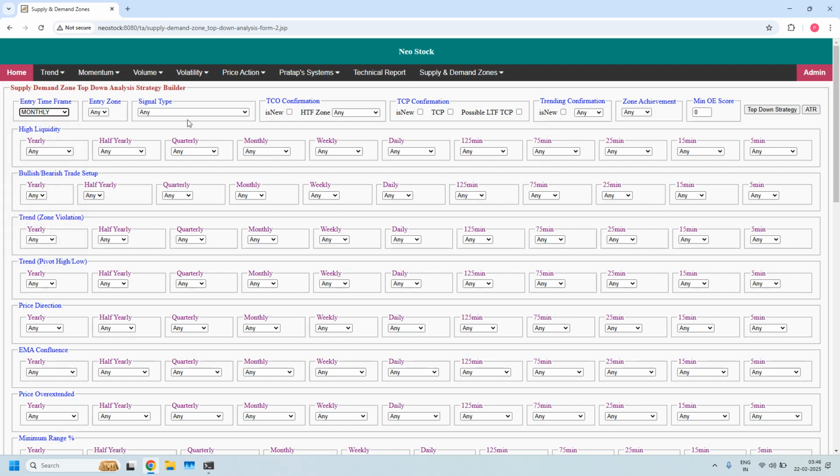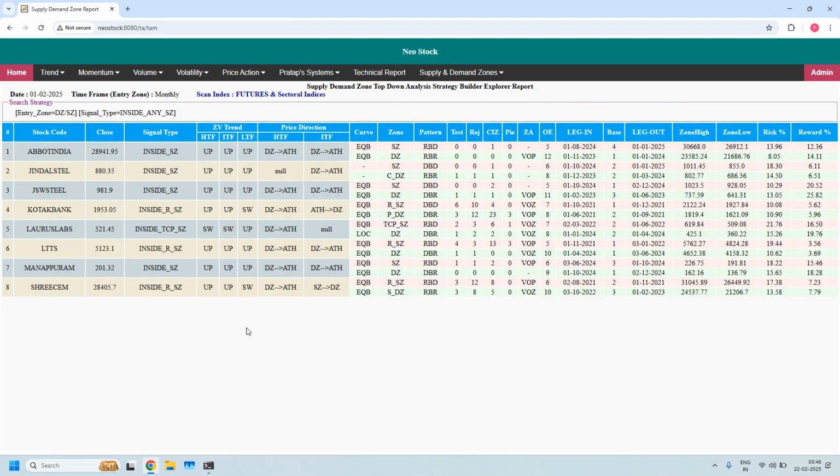monthly time frame, price closed inside the monthly supply zone. We got 8 stocks. Out of these 8, how many monthly supply zones are having monthly EMA Confluence?